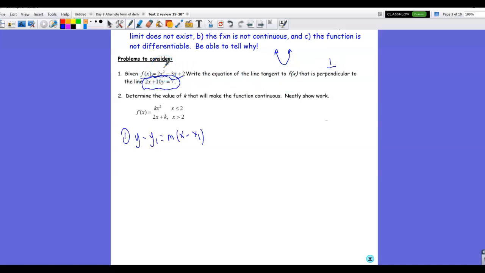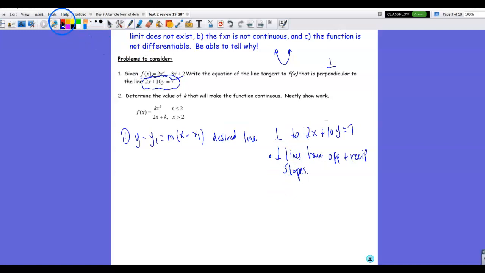All right, so I have to figure out what is the importance of telling me that the desired line, right down here, this is my desired line. My desired line is perpendicular to 2x plus 10y equals 7. Well, I have to remember the fact from my Algebra 1 days that perpendicular lines have opposite and reciprocal slopes. Opposite and reciprocal, meaning I'm going to change the sign and flip the fraction.